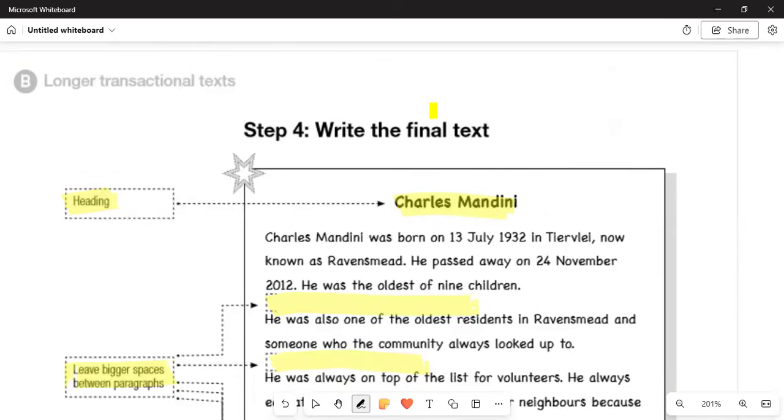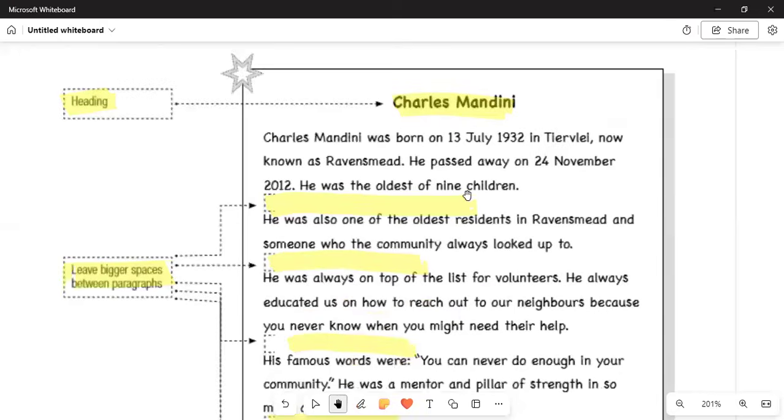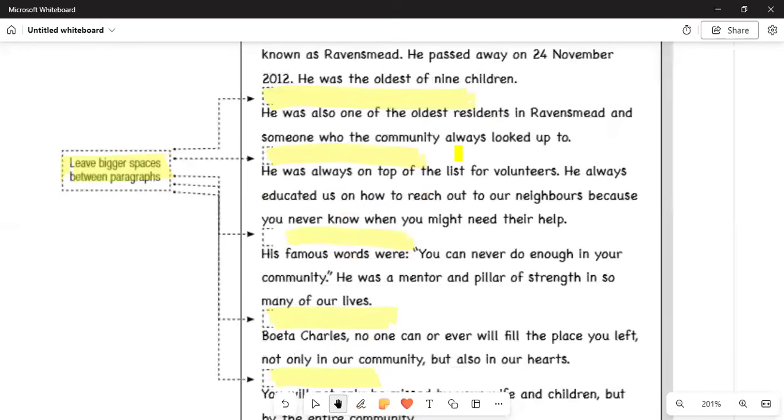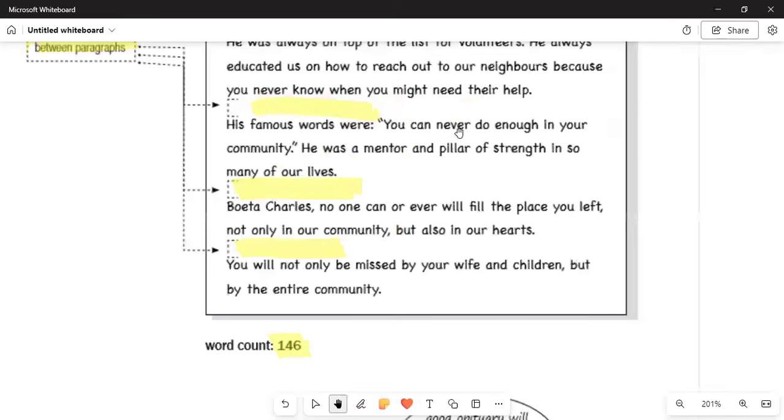You skip a line in big margins. And someone who the community looked up to. Then skipping a line. He was always on top of the list for volunteers. He always educated us on how to reach out and you might need their help. You skip a line. His famous words were, you can never do enough in your community. He was a mentor. Then you are skipping the line. Buddha Charles, no one can never, ever will fill the place you left, not only in our community, but also in our hearts. You skip a line. You'll not only be missed by your wife and children, but the entire community.